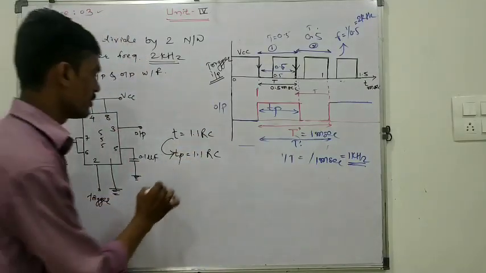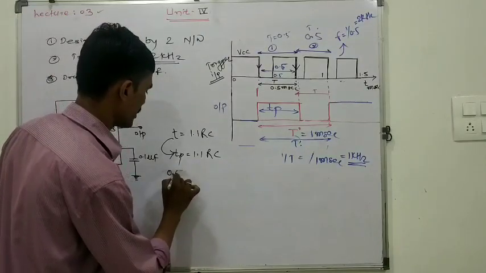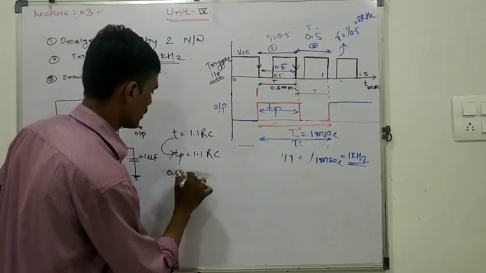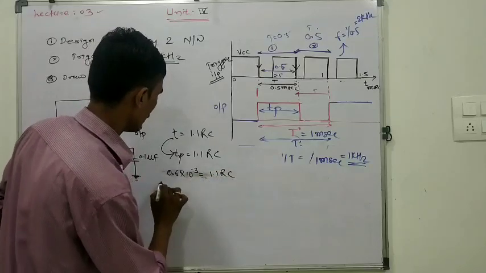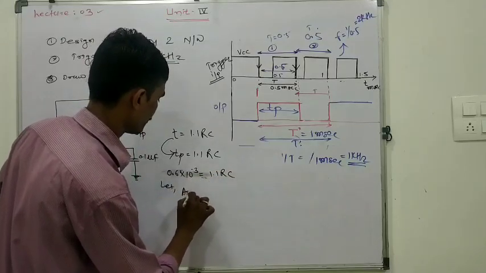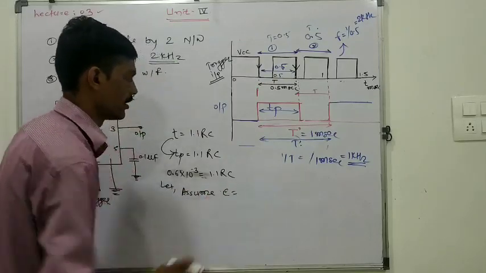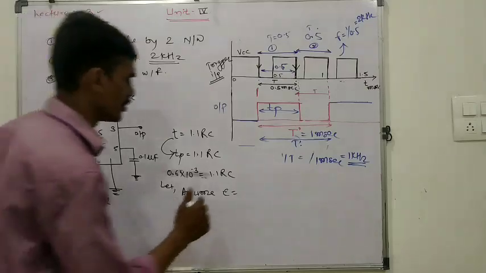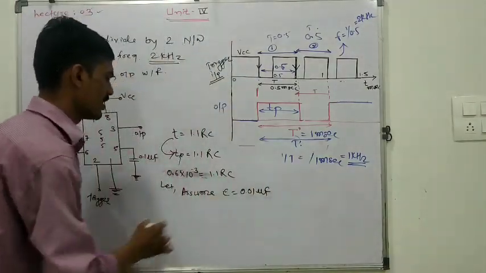So 0.6 millisecond, or 0.6 into 10 raised to power minus 3, is equal to 1.1 R into C. Now here we have to design the value of R and C. Let us assume C equals 0.01 microfarad, and calculate the value of R.